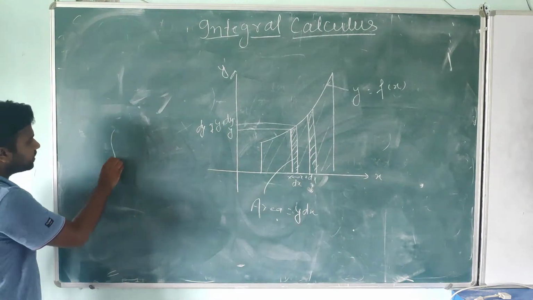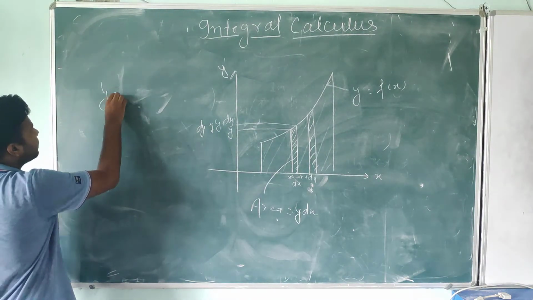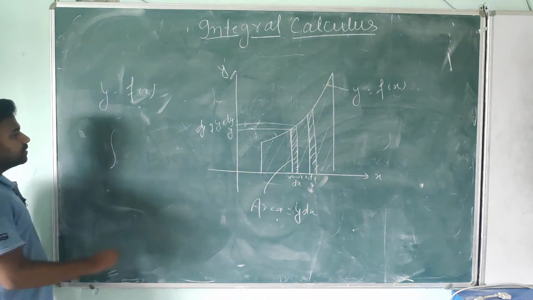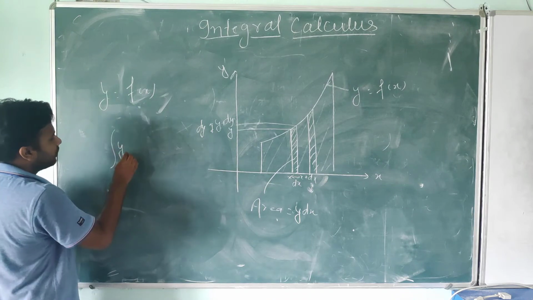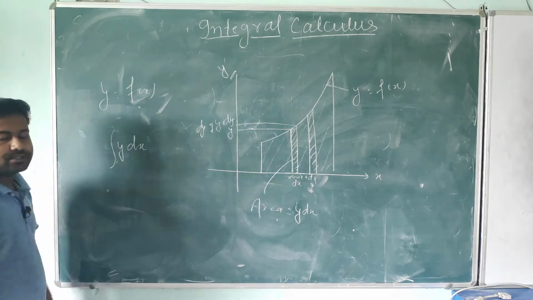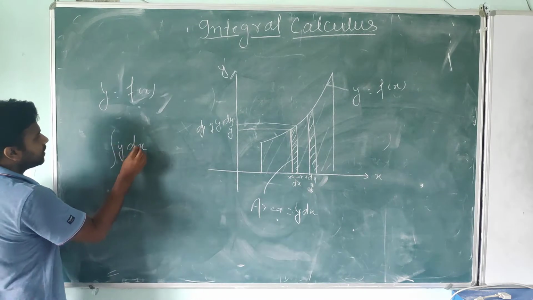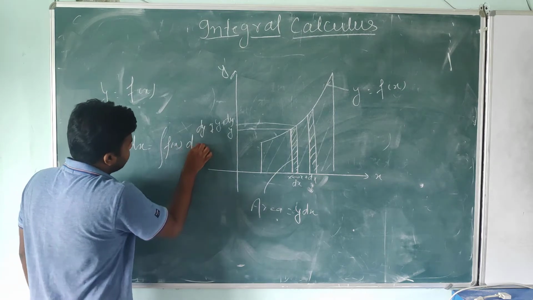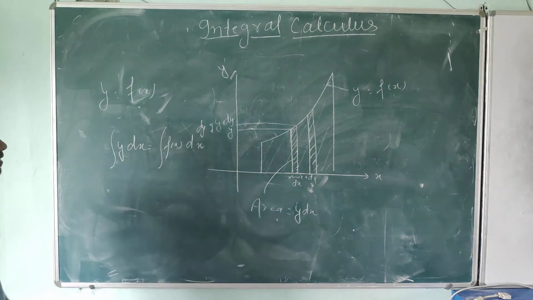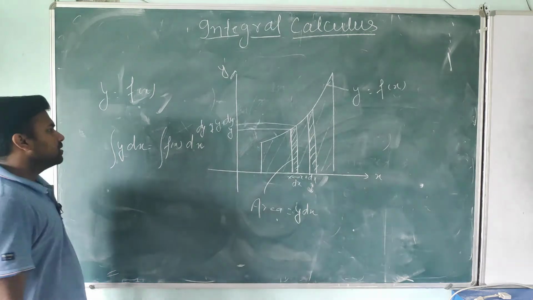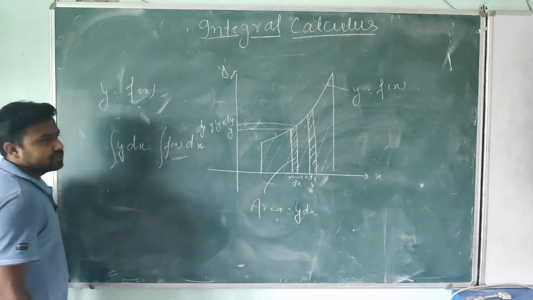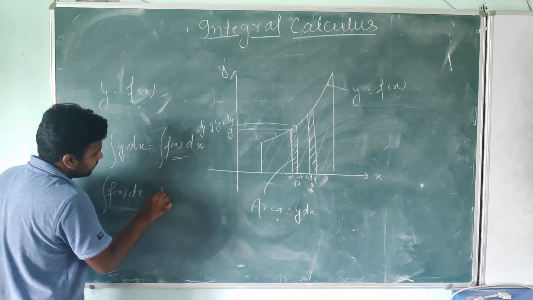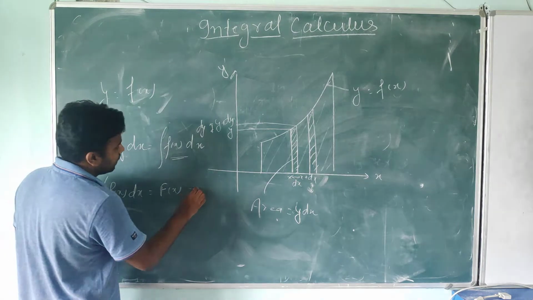We denote integration like this: we have y equal to f of x, a function, and if you want to integrate this with respect to x, you write integral of y dx. Or you can also write, this is the integration sign, integral of f of x dx. Now I am going to discuss the formula of this. Integration of f of x dx is equal to capital F of x plus c.